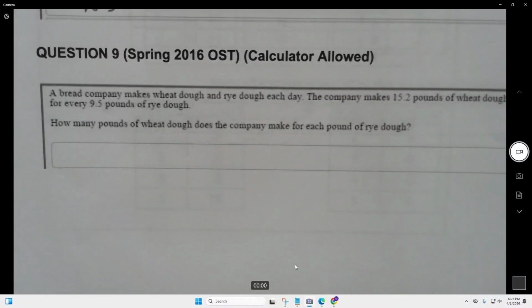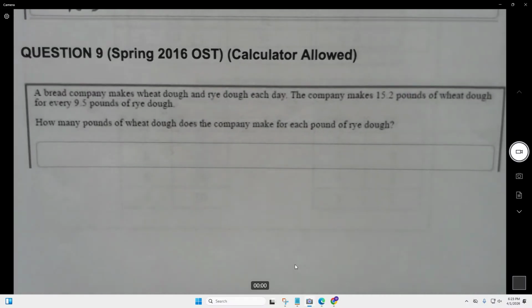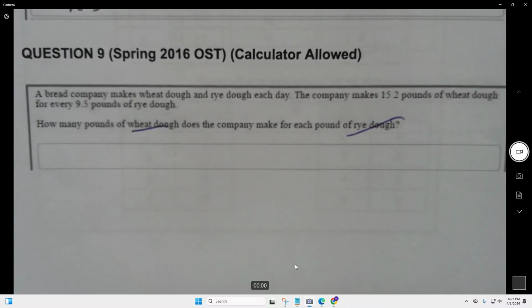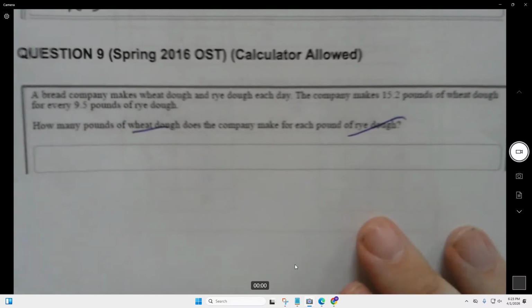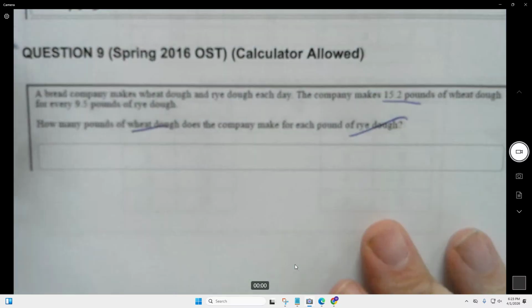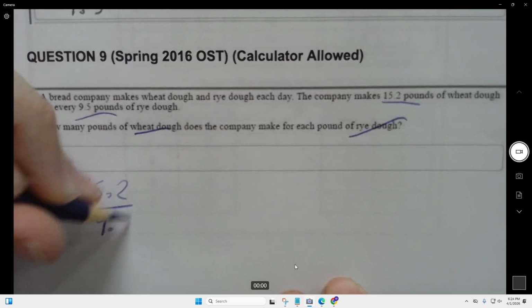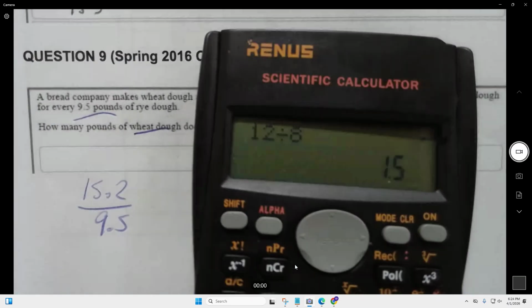Question 9. A bread company makes wheat dough and rye dough every day. The company makes 15.2 pounds of wheat dough for every 9.5 pounds of rye dough. How many pounds of wheat dough does the company make for every pound of rye dough? Wheat per rye. I cannot stress this enough. When you have a calculator, it is just that simple. Wheat, 15.2, per rye, 9.5. 15.2 divided by 9.5.